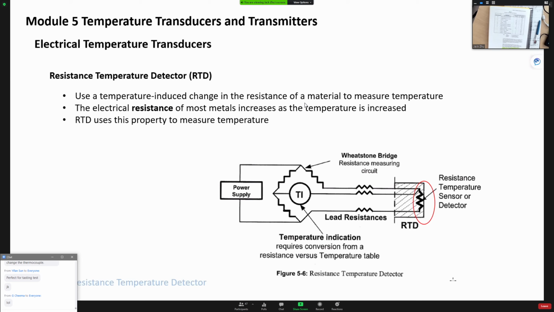Temperature induced change in resistance. So most metals, when the temperature increases, the resistance increases. That's most metals have a positive temperature coefficient, and RTDs use this property to measure the temperature. Because for the RTD, we want to accurately measure the temperature, we use a Wheatstone bridge.